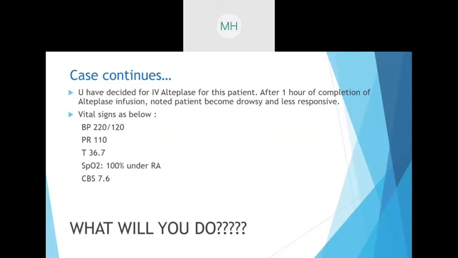Okay, last but not least, we continue with the case. We decided on IV alteplase for this patient. After 1 hour of completion of alteplase infusion, we noted the patient became drowsy and less responsive. Blood pressure 220 over diastolic 120, pulse rate 110, temperature 36.7, SpO2 remains 100% on room air, CBS 7.6. So what will you do for this patient? Anyone?